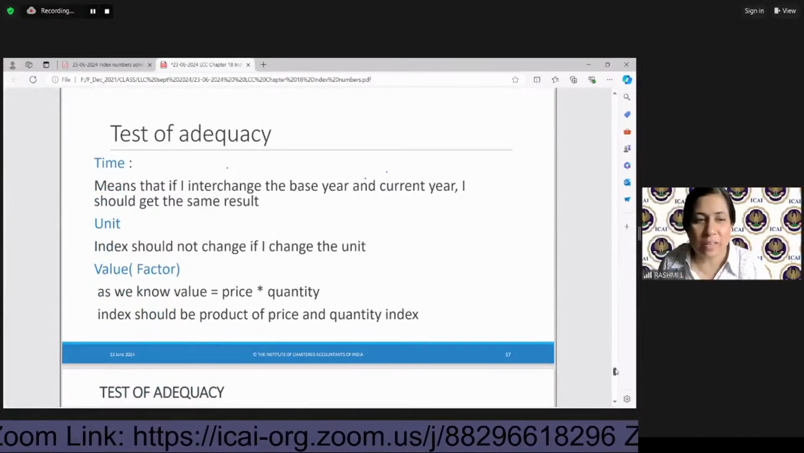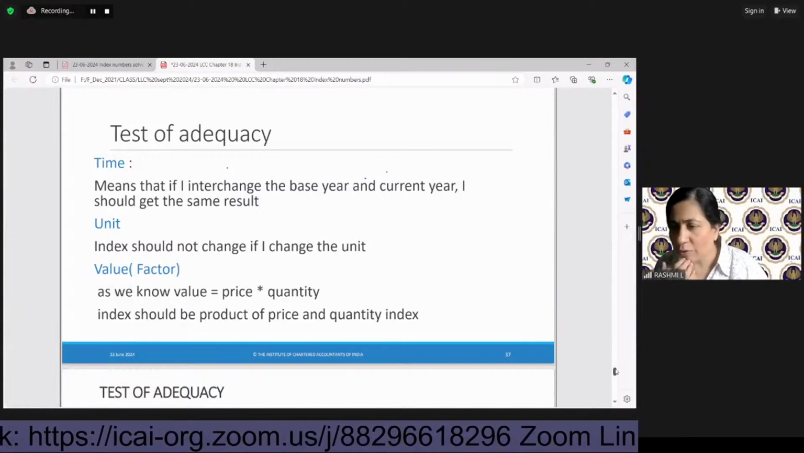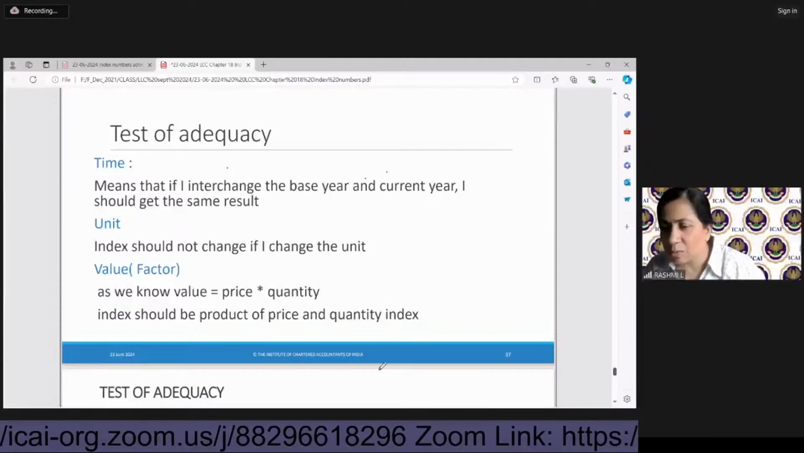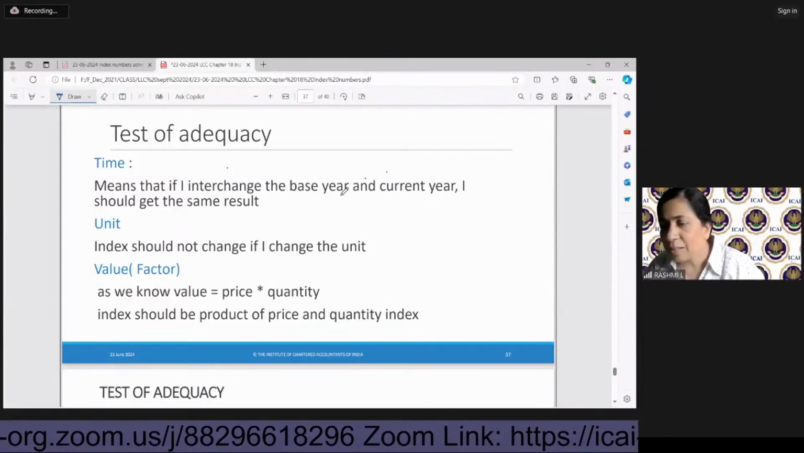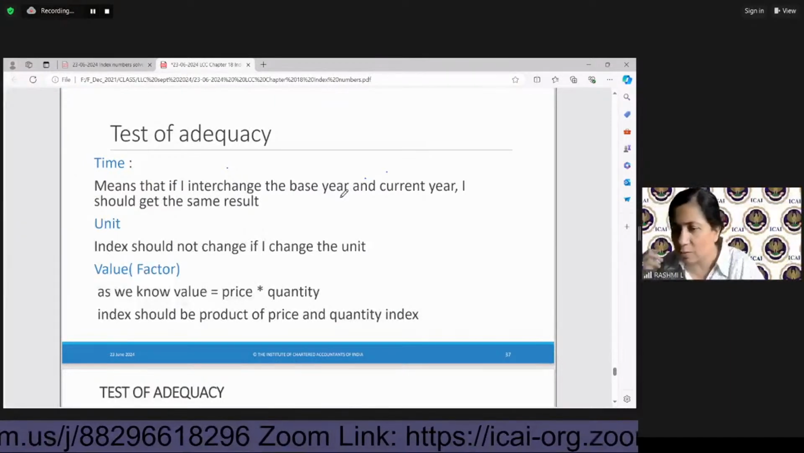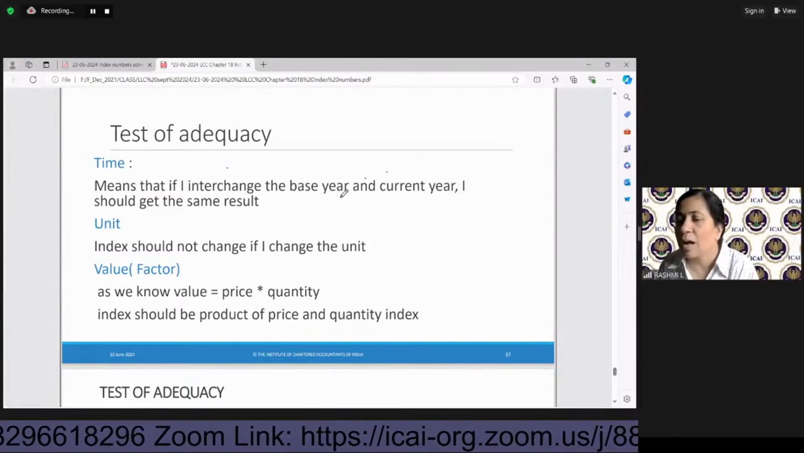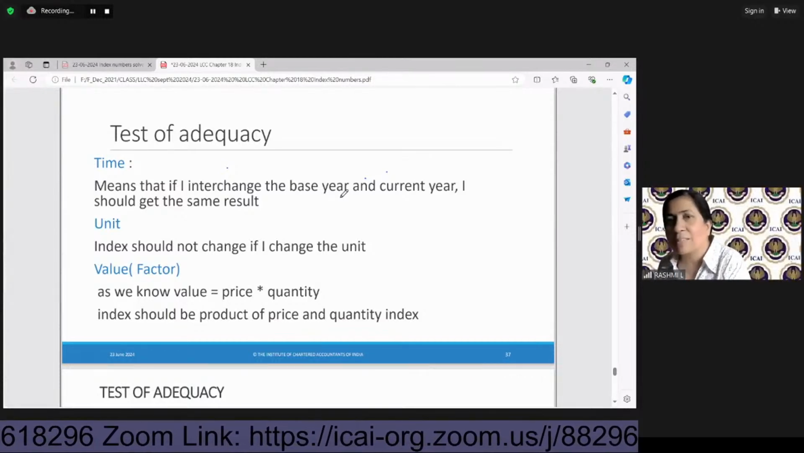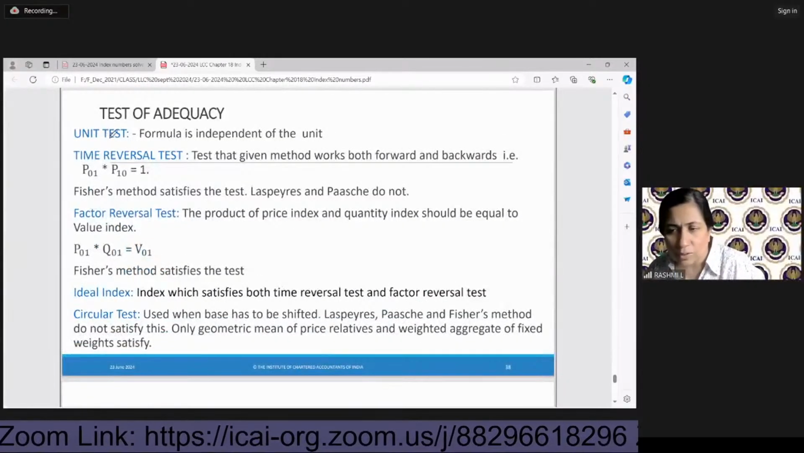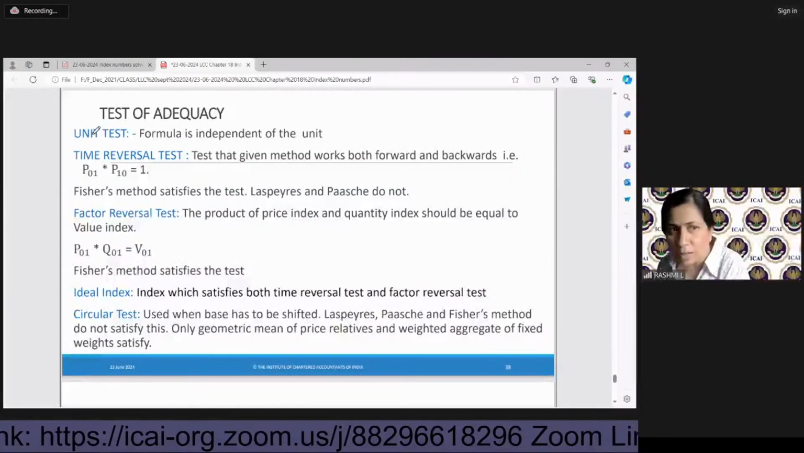So we are already talking about the test of adequacies. Okay, so when we are talking of time reversal, it means that if I interchange the base year and the current year, I should get the same result. Okay, so I should get the value as the same. Then index should not change if I change the unit. And value is equal to price into quantity. Now, the test of adequacy that is called a unit test is where the formula is independent of the unit.